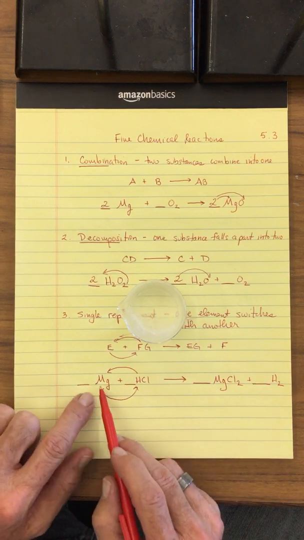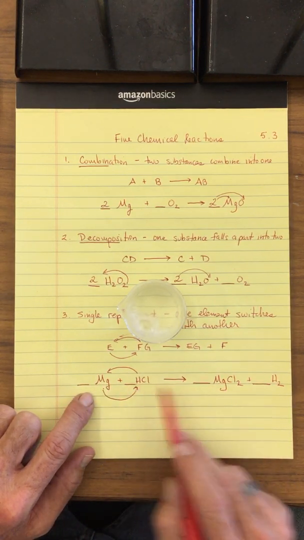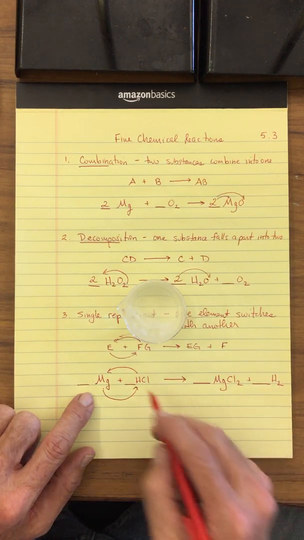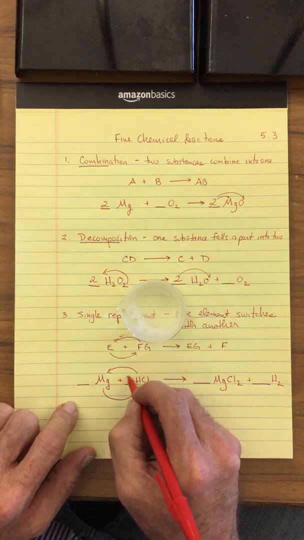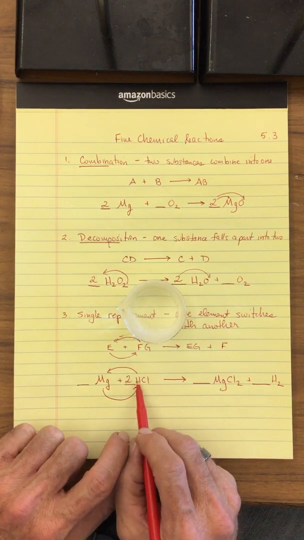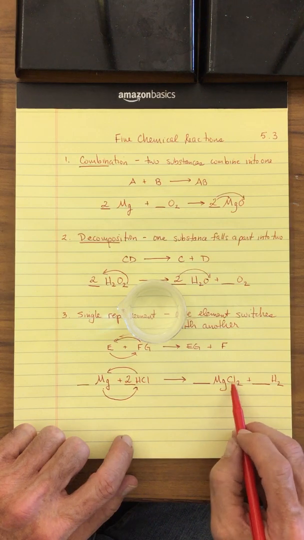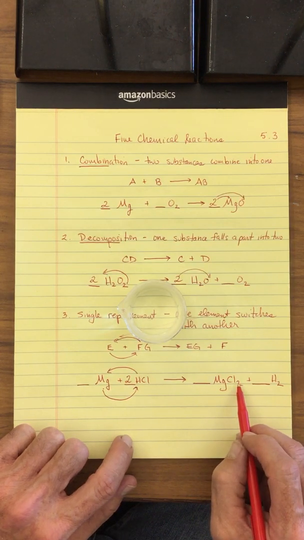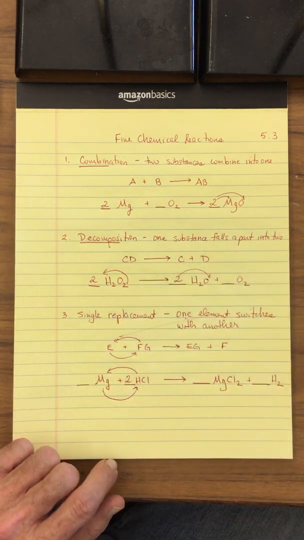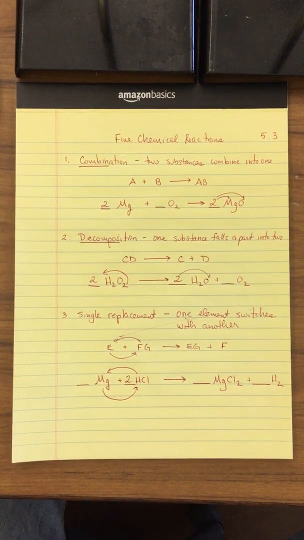Let's go ahead and balance this. We have one magnesium here, we have one magnesium here, we have one H here, we have two here. So we're going to have to balance this with a 2 in the front right here. Now I have two H's and I have two Cl's. Notice how I also have two Cl's already on the other side. So those are 3 of the 5 classic reactions.